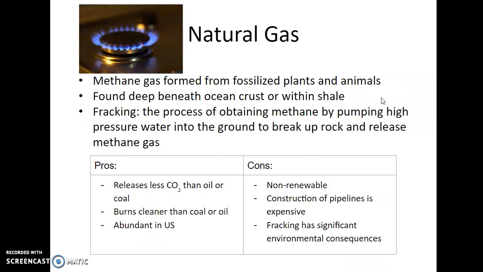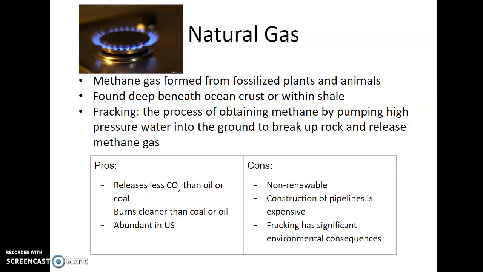So now we're going to move on to natural gas. Natural gas is also known as methane gas. It's kind of the things if you've got a gas stove, the things that come out of lighters. Methane gas is formed from fossilized plants and animals. It's found deep beneath the ocean crust or within this type of mineral called shale.